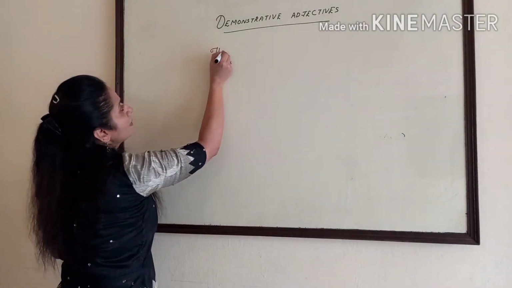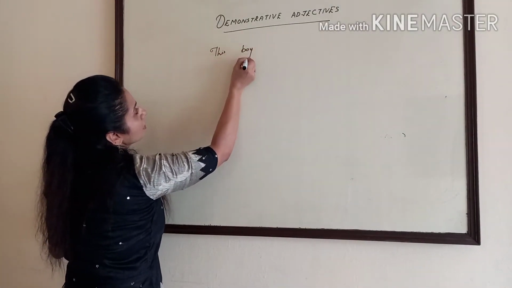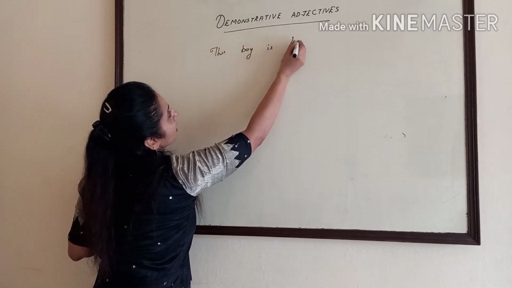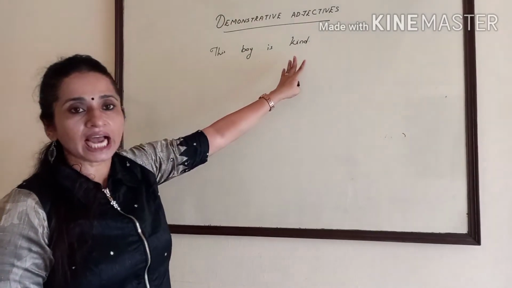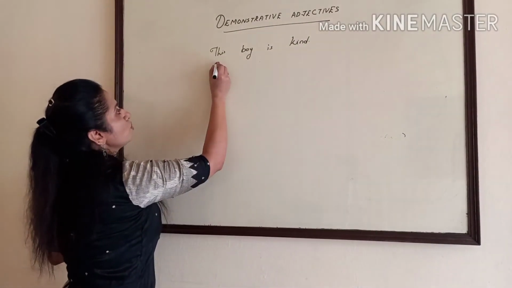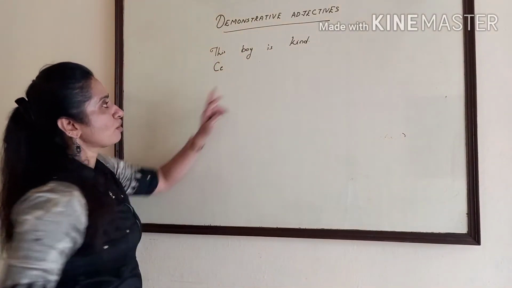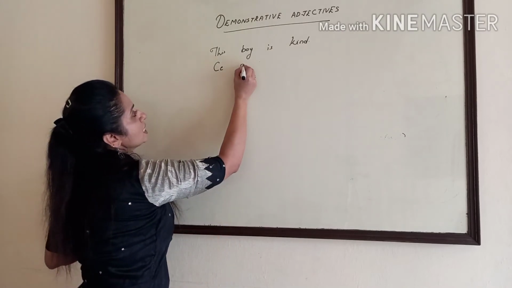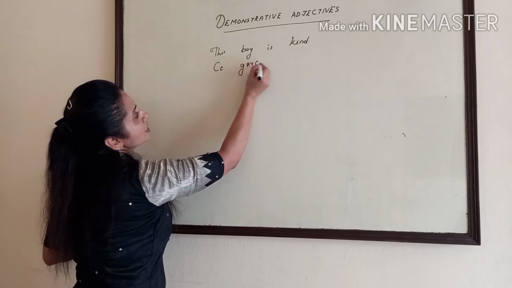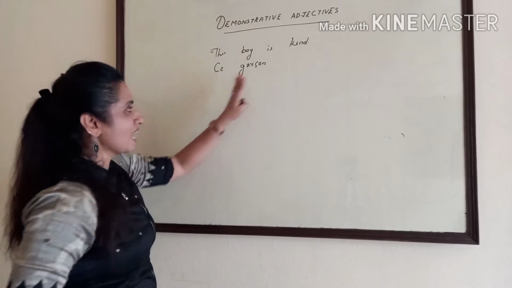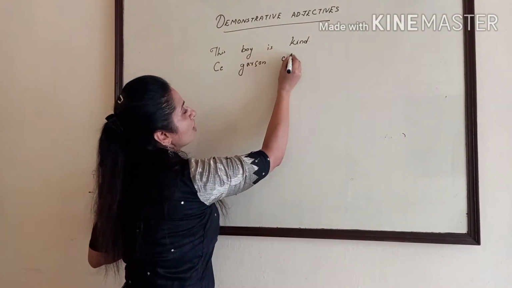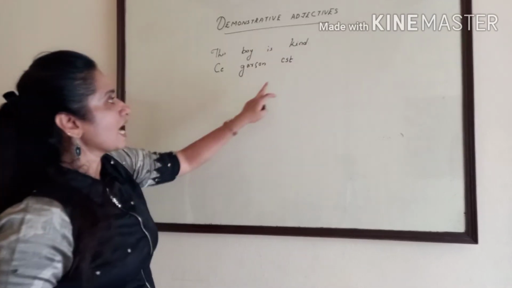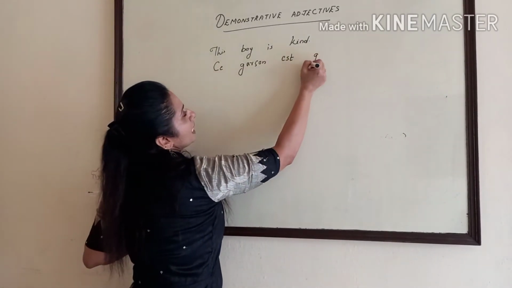This boy is kind. How will you write it in French? First, we use ce. And for boy, the word is garçon, G-A-R-Ç-O-N. Ce garçon est gentil.